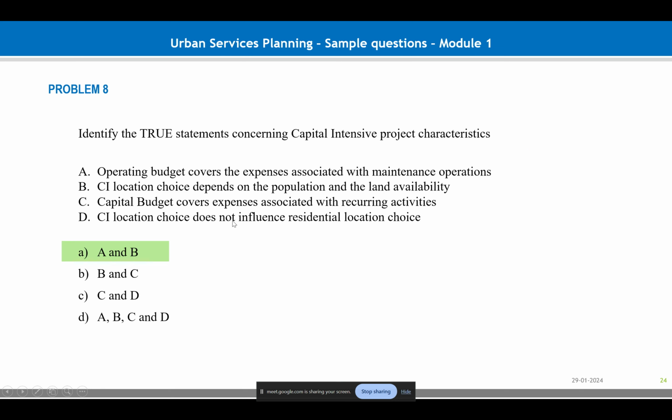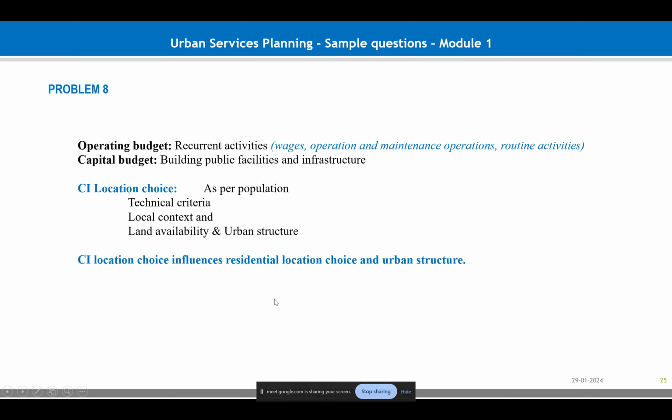So this one is written, it does not influence the residential location choice. So that's the difference, or that's the catch over here. The residential location choice can be influenced by this CI location choice later. So it influences residential location choice and urban structure, which comes up later.